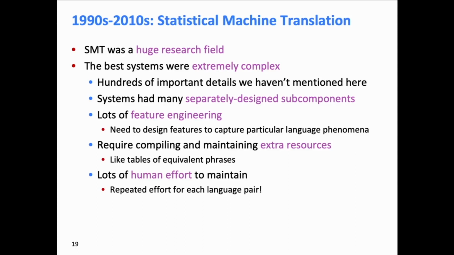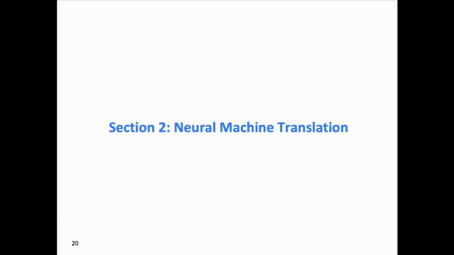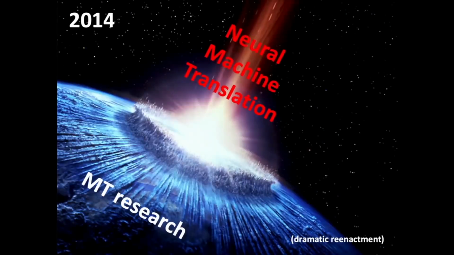OK, so moving on, that's SMT. Now we're going to move on to section 2 of this lecture. So I want to take you back to the year 2014 for a dramatic reenactment of what happened in the world of machine translation research. So in 2014, something very dramatic happened. And that thing that happened is called neural machine translation. And I think it looks a little bit like this, if I'm not being too dramatic.